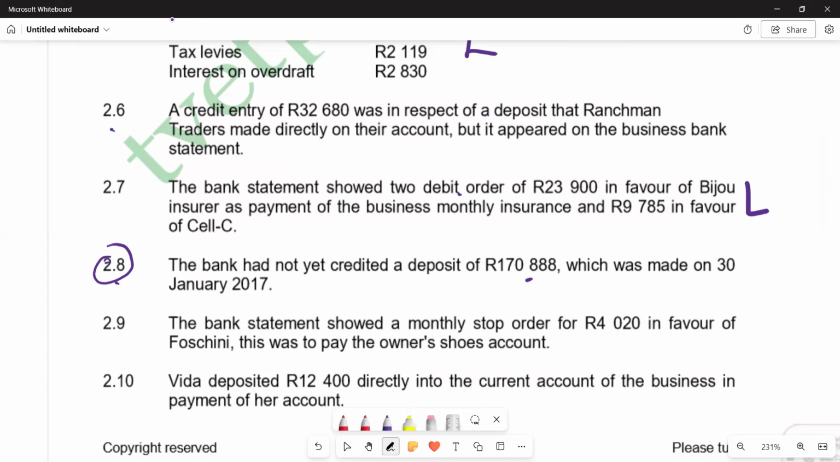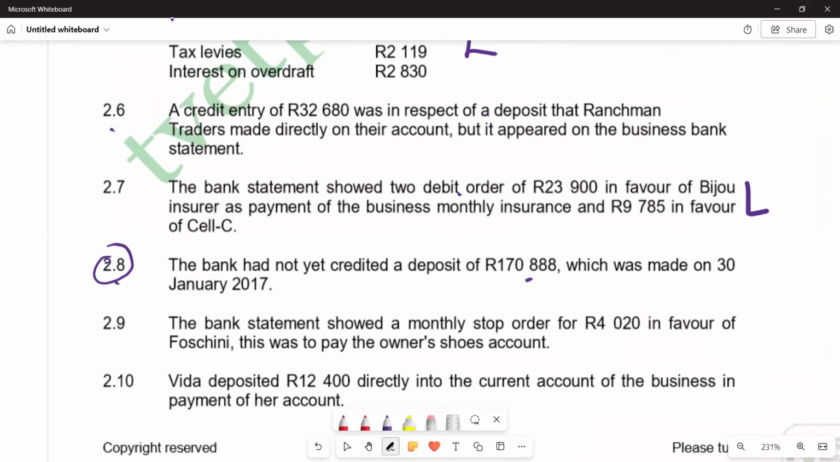Remember, we adjusted this at 2.8, 170,888 on the credit side of the bank reconciliation statement. So we're just going to skip it. Then go to 2.9: the bank statement showed a monthly stop order for 4,020 in favor of Foshin. This was to pay the owner's shoes account.